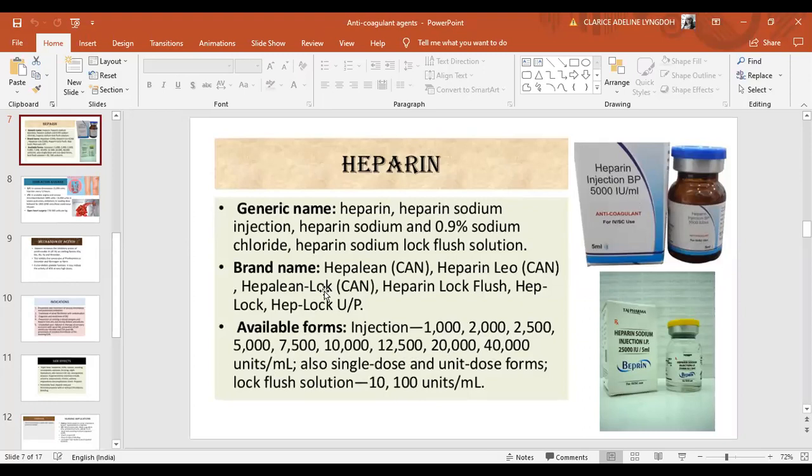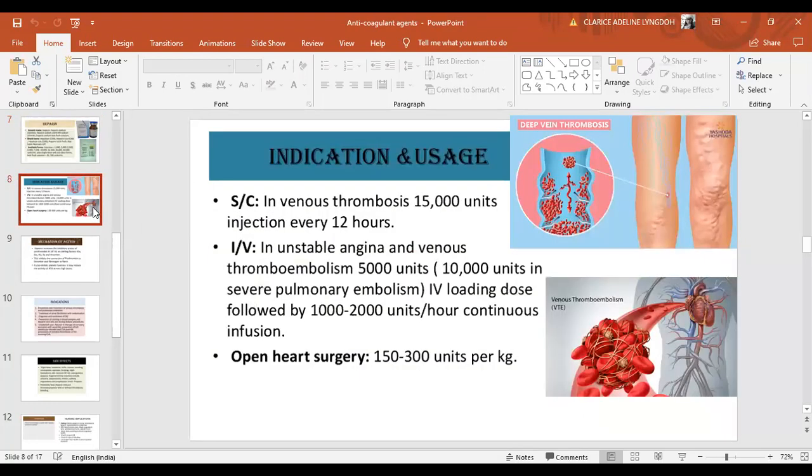This injection heparin we can give subcutaneously or IV. But heparin should never be given IM. Remember, we never give injection heparin as IM. Subcutaneously, in venous thrombosis, we give 15,000 international units every 12 hours. So that is the duration also.